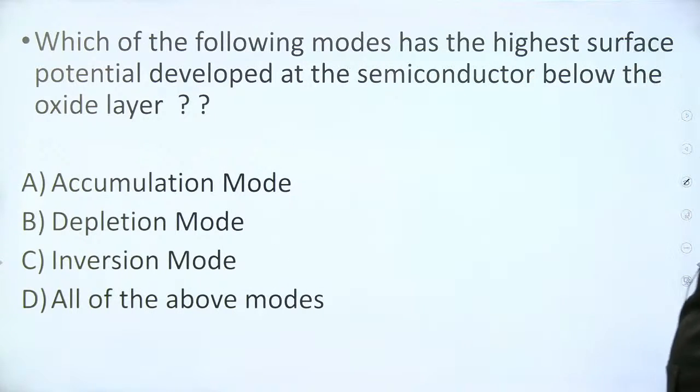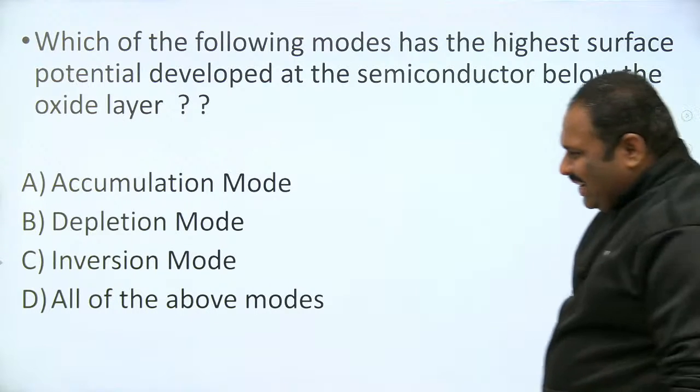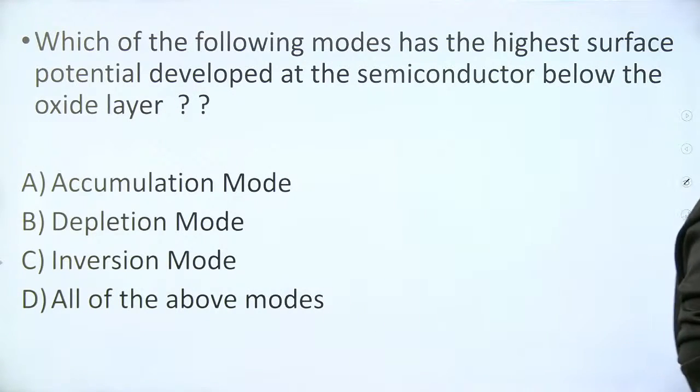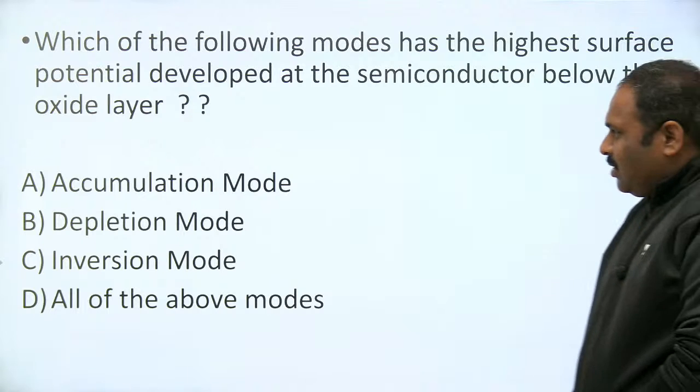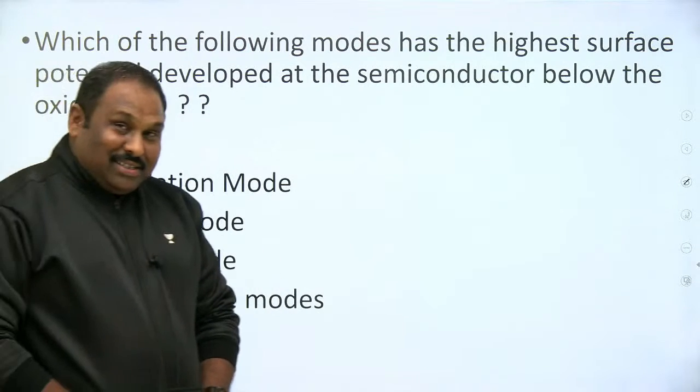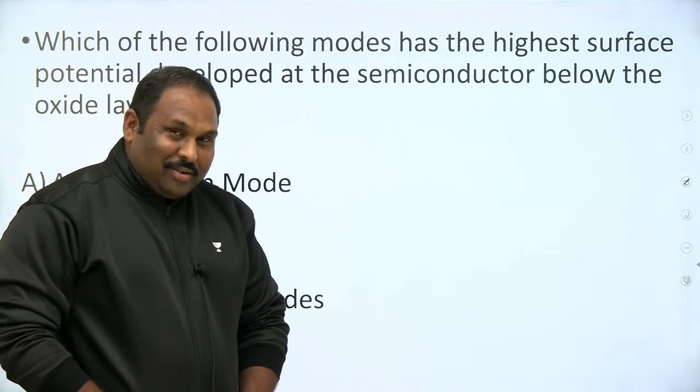Which of the following modes has the highest surface potential developed at the semiconductor below the oxide layer? Yes, this is the next question. Just below the oxide layer, which mode will have the highest surface potential being developed? In which mode is the surface potential going to be maximum? And this is crucial.